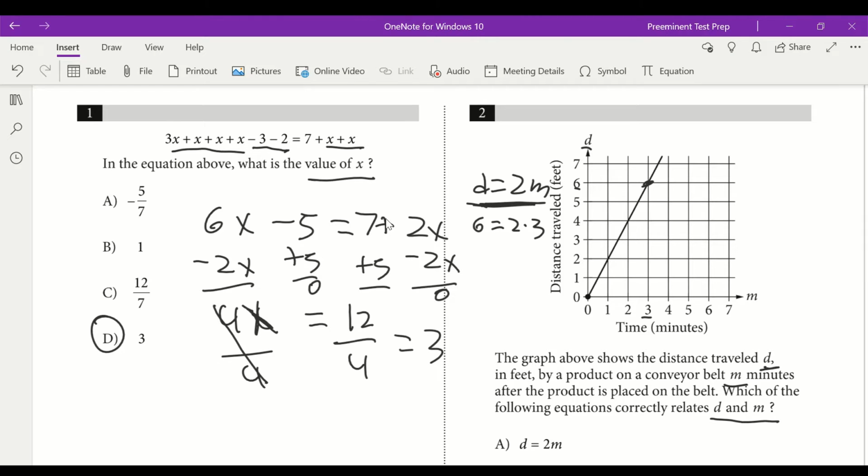And really it's just asking for our slope, right? Our slope's 2, and we know our slope's 2 because we see we rise 2 when we go over 1. So our equation will be d equals 2m, which will be A.